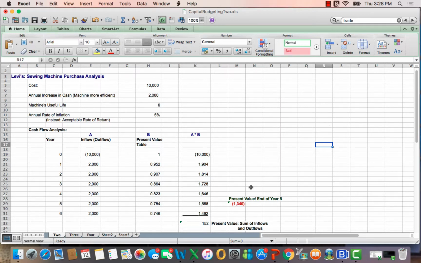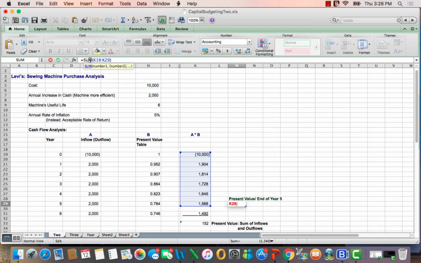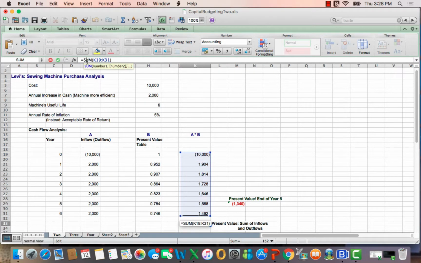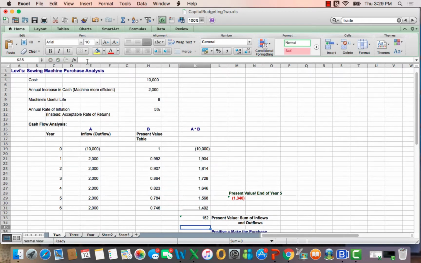Now, you'll also note here in red that if I click here, when you get to year 5, the present value is still negative. It's not until you add in year 6 that you get to a positive present value amount. So the subtotals can be different along the way. It turns out that after 6 years, this is a positive present value number, and that you should do the project.